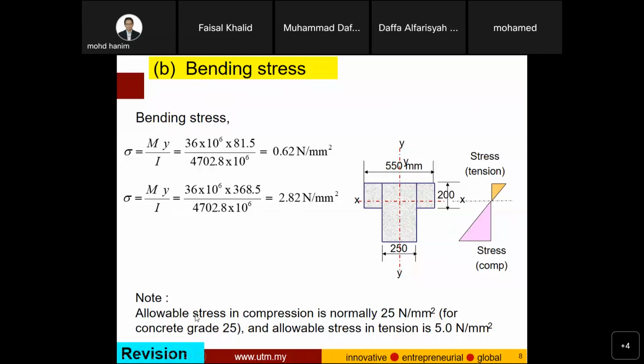Okay, so allowable stress in compression is normally 25. Here it is 0.62, so okay. And allowable stress in tension is 5. Here it is 2.82. That means it is also okay. So the answer is the section is safe.